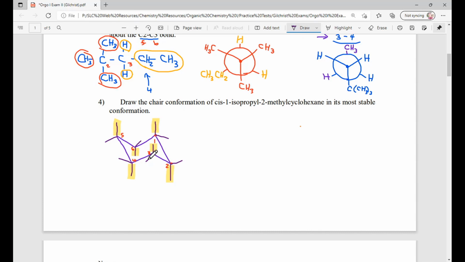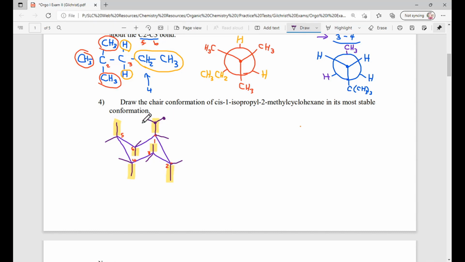In this case, what would you like it to be? Do you want them both to be up or do you want them both to be down? I think up is fine. It seems like it has more room. Yeah, up. You can choose up, it's totally fine. In this case, 1-isopropyl means that this is going to be a 3-carbon group, right?